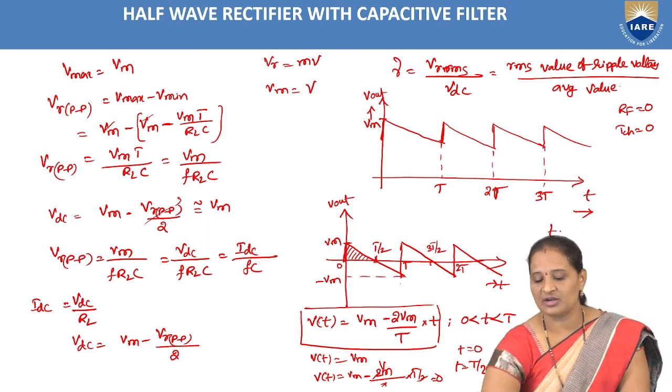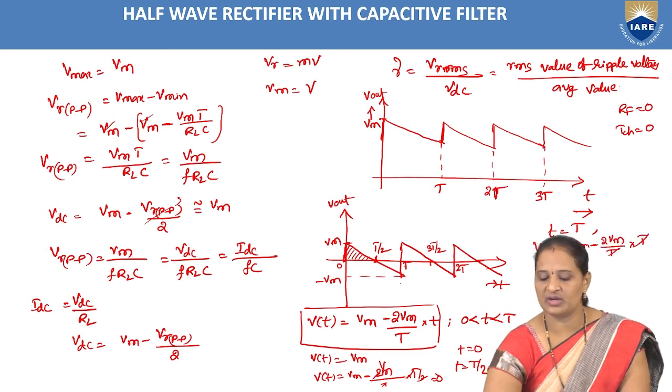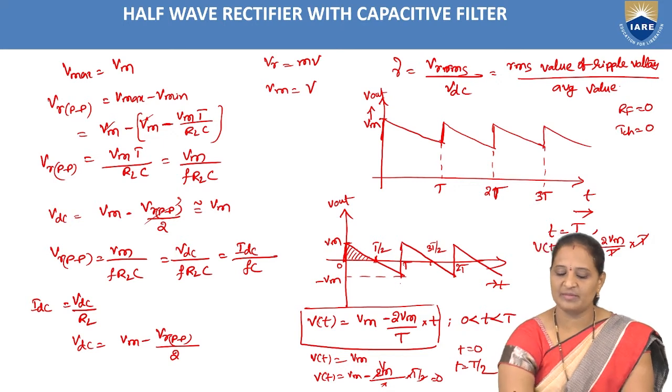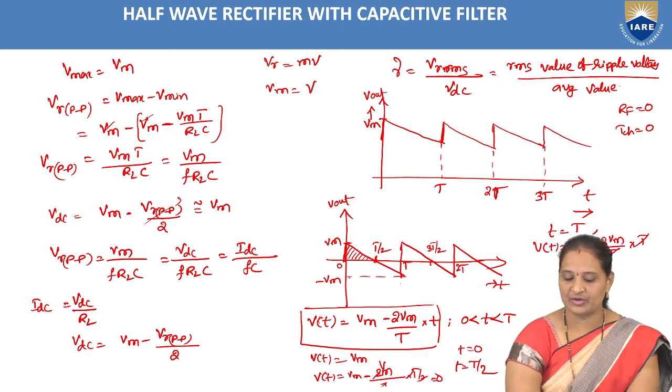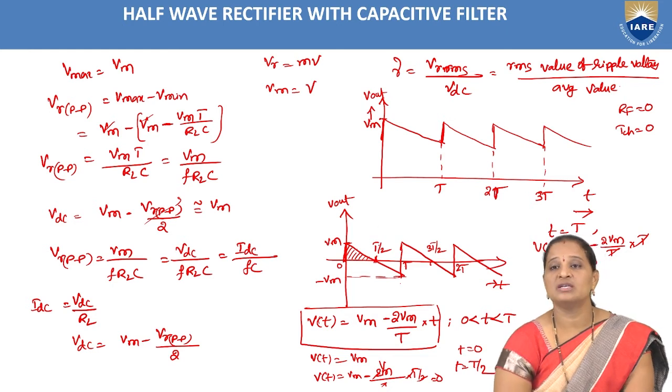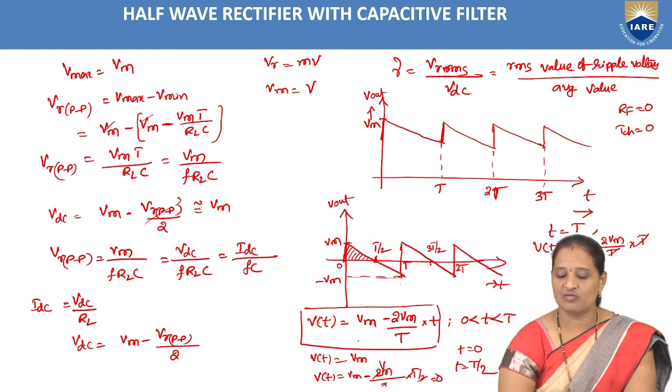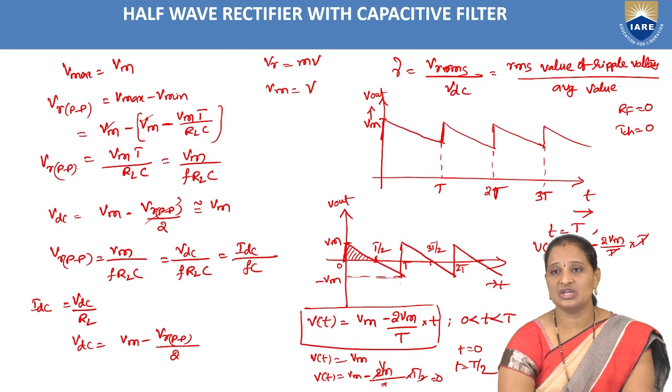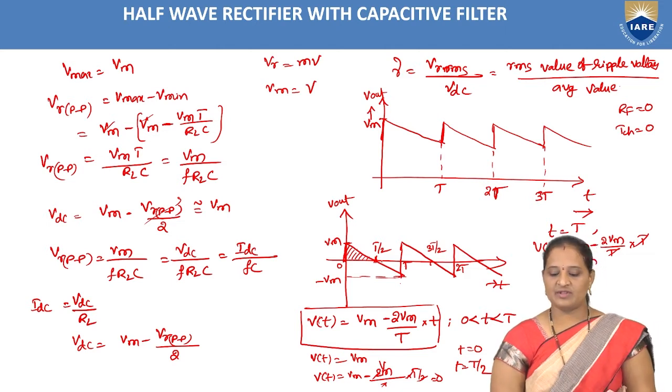And if you consider t equal to capital T, then what is the voltage? V of t is equal to Vm minus 2Vm divided by T into T. So this gets cancelled, so minus Vm. That means at T we have an amplitude of minus Vm, and at t equal to 0 we have an amplitude of plus Vm. At t equal to T by 2 we have an amplitude of 0. So this equation is valid for a period of 0 to T. So now we have the equation.